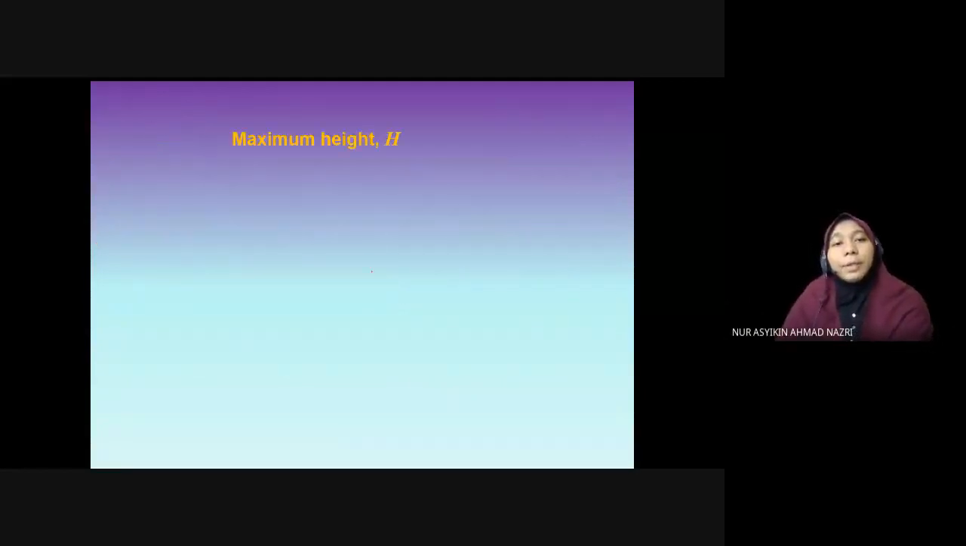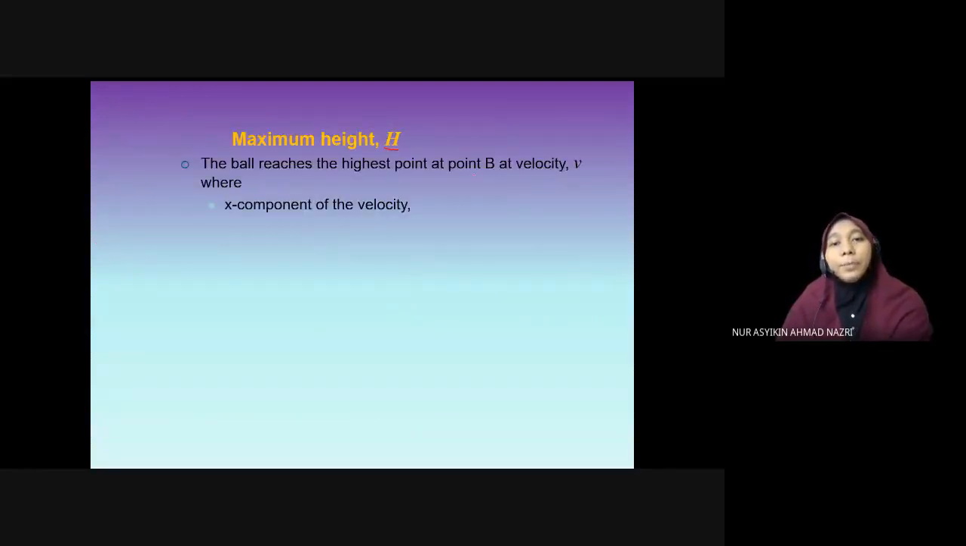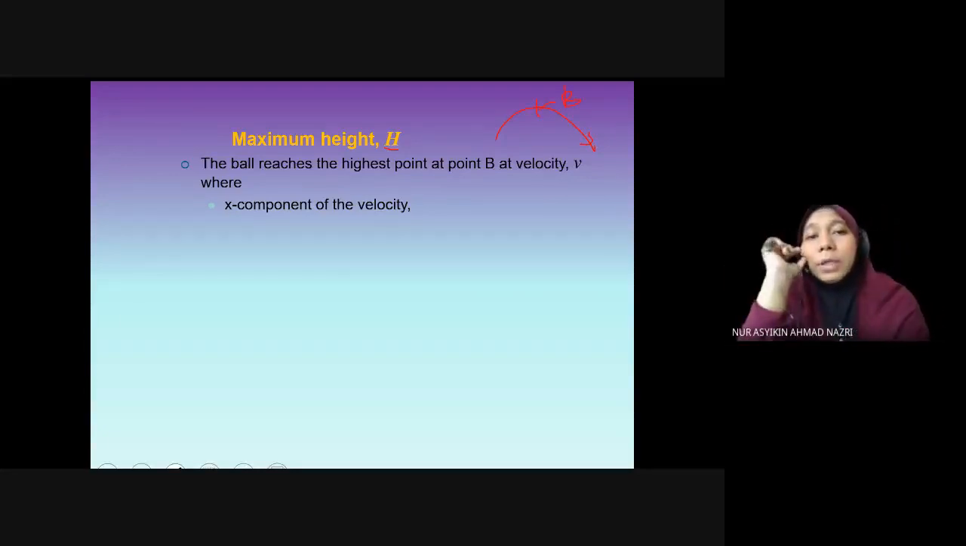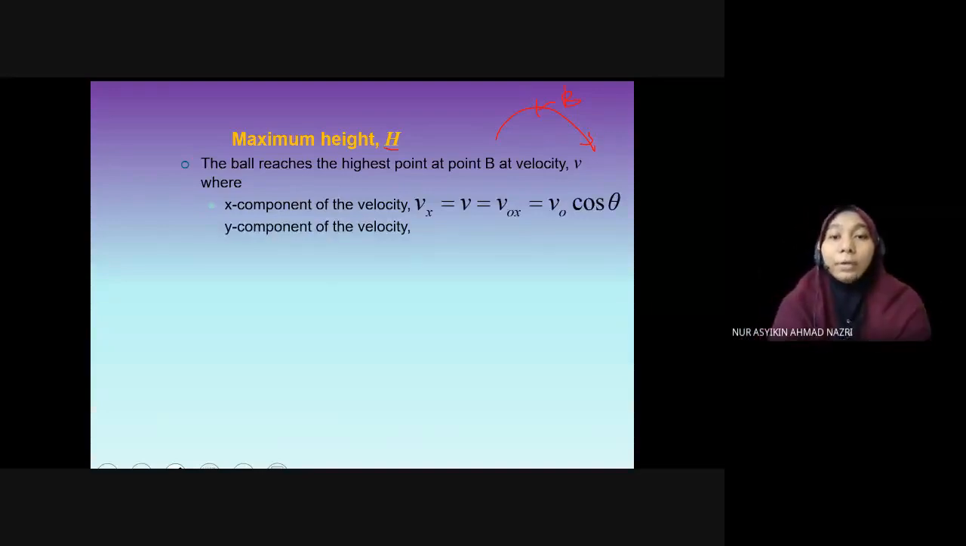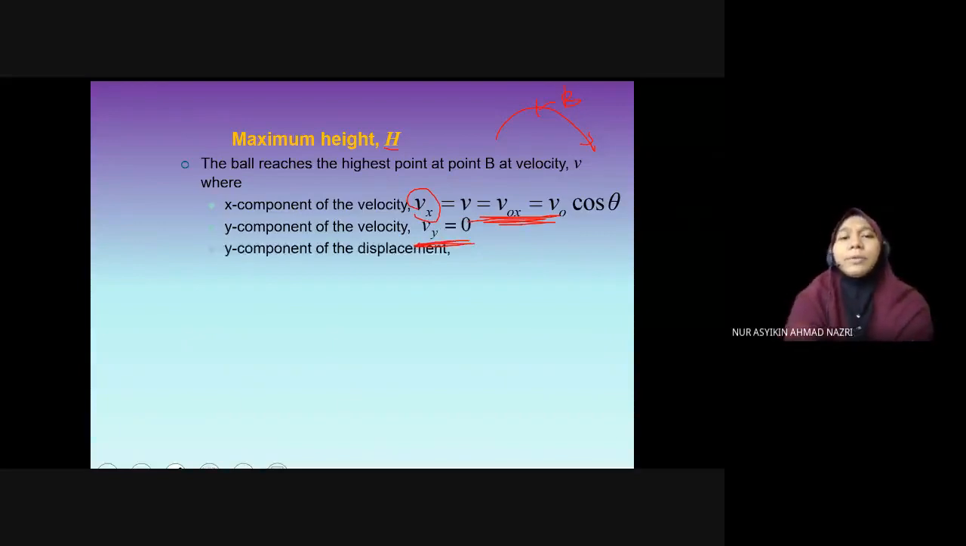Right. And then at maximum height, let's see what happened. Alright, so the ball reaches the maximum height, point B. Still remember, we have this pattern. So this is your point B. At maximum height, what happens? Again, your Vx will always be the same as your V naught X. So what about Vy? No problem either, because at the top Vy equals 0.